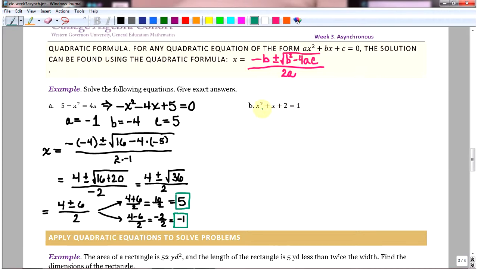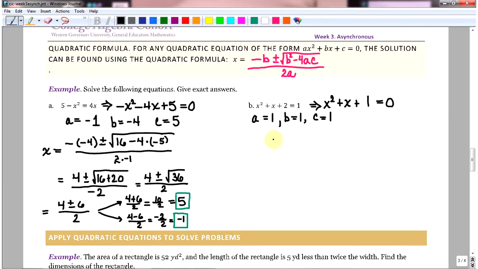All right, let's look at part B. Okay, so we want to solve this using the quadratic formula. When you look at that equation, the first thing to notice is that it's not in the proper form yet. We need to get 0 on one side. So I'm going to subtract 1 from both sides to get x squared plus x plus 1 equals 0. So now let's identify our a, our b, and our c. In this case, they're all the same. They're all equal to 1. a is 1, b is 1, and c is 1.